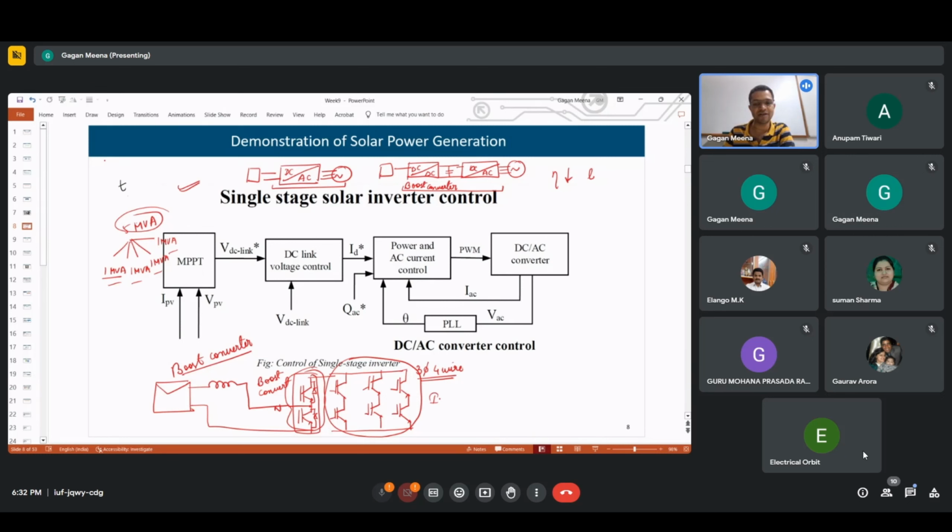So current ABC is converted into IDQ0, so we have three quantities here, ID, IQ and I0. This is ID star, a reference value which this control loop will generate, and then it will be compared with the measured value. The output of this converter will be IABC. That will be converted into IDQ0 and will go here, and we can compare this ID star with that ID.